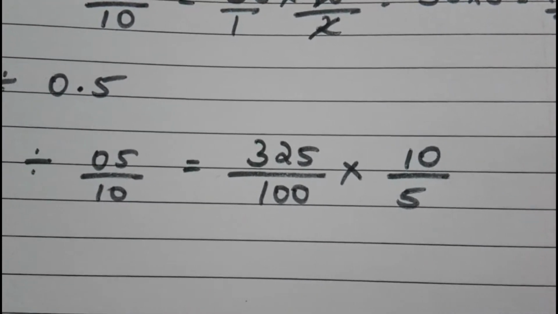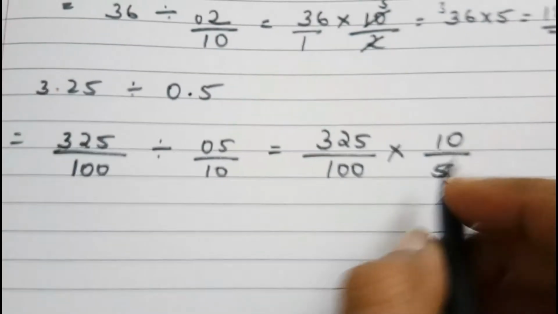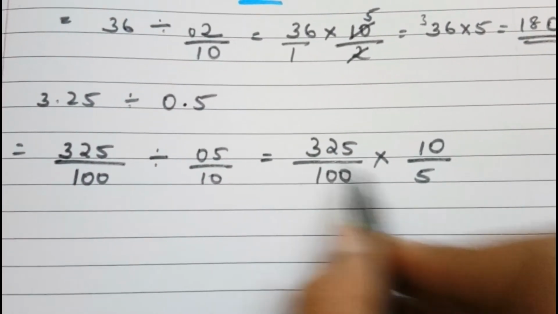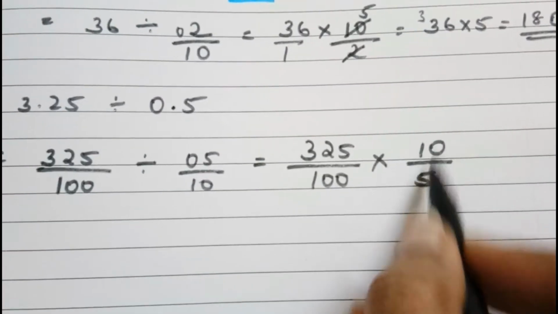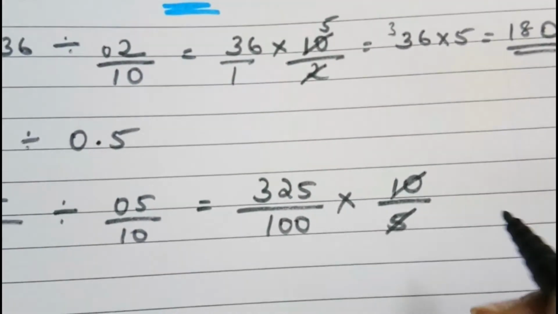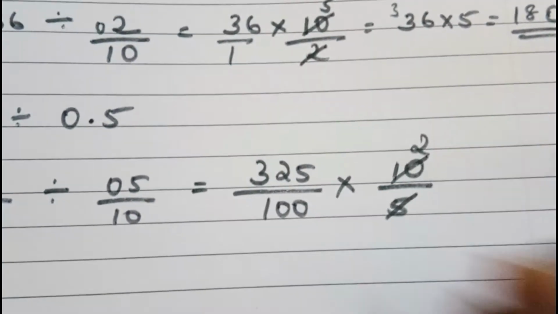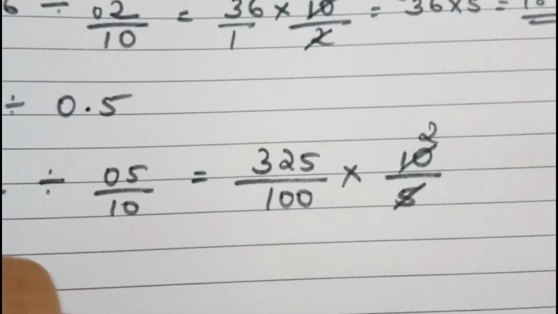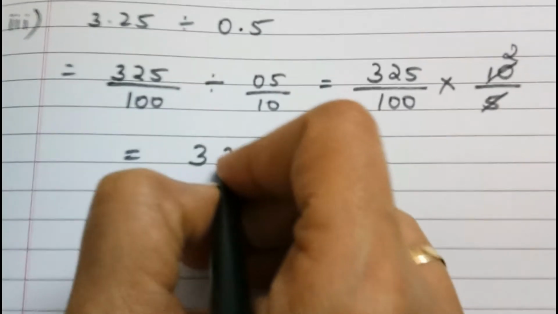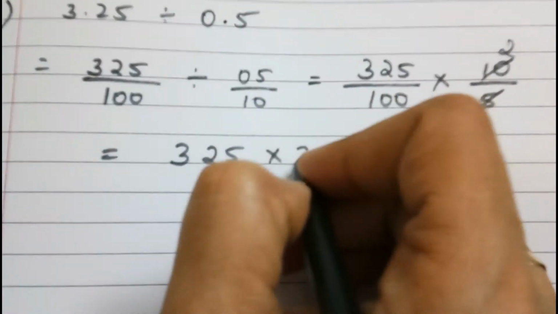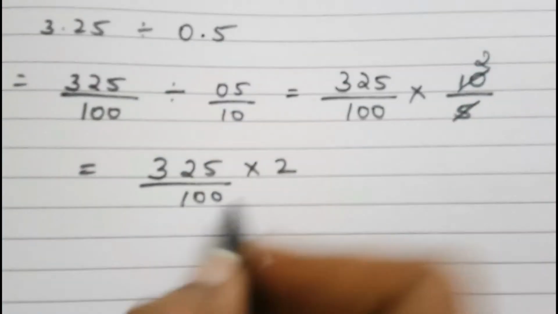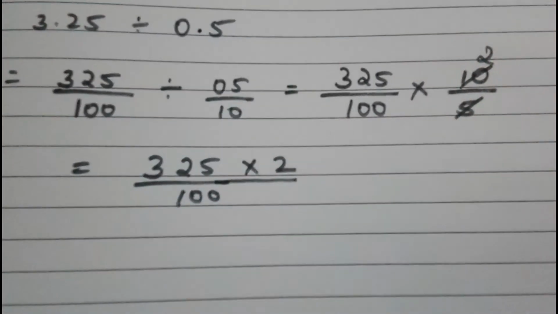Clear? Now let's see, 5 will go in 325. So either you can calculate this way or you can calculate this way. So we'll make it easy. 5 will go in 10 how many times? 2 times. So here how is it again simplified? 325 into 2 by 100. So we can either write 100 by this, or we can take it in a whole calculation.